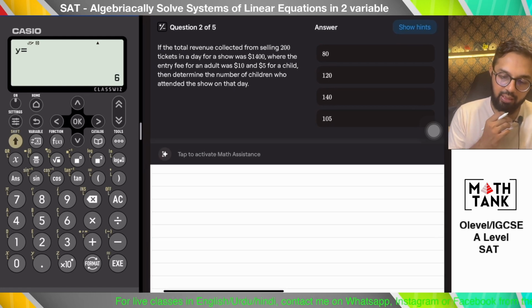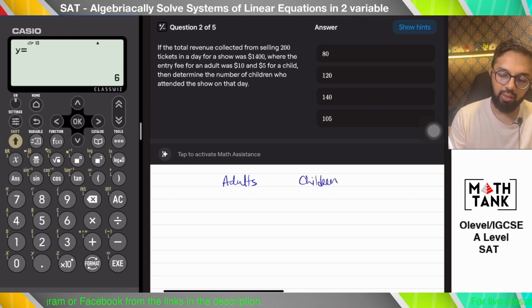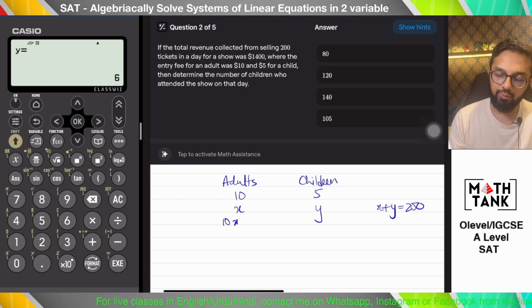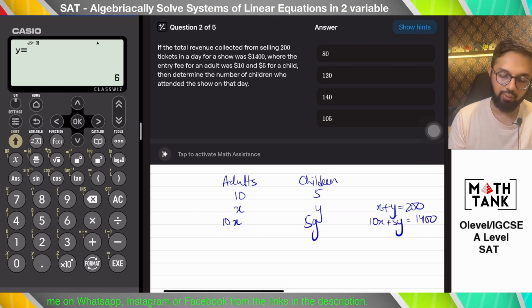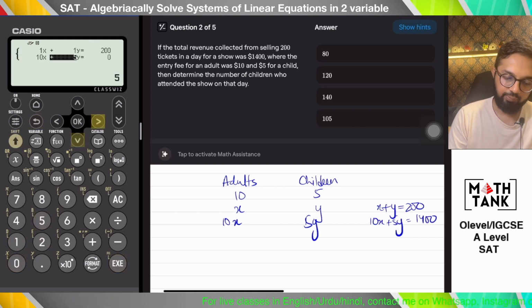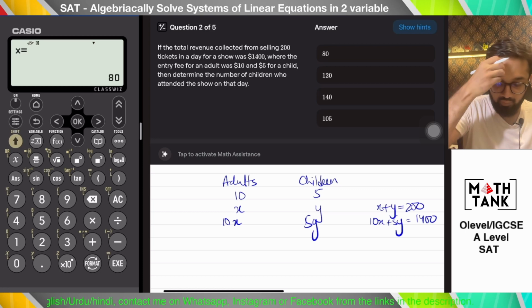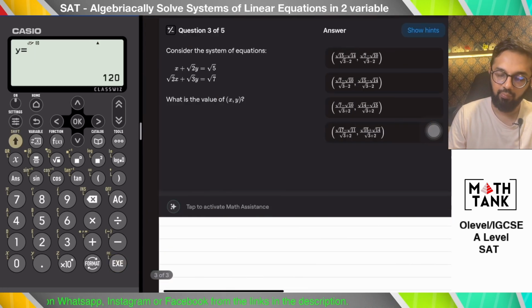Okay, the total revenue collected from selling 200 tickets in a day for a show was $1,400, adults and children. So the per ticket cost was 10 and 5. The number of tickets sold was X and Y. What does X plus Y equal? 200 tickets were sold. What was the revenue generated? So 10x plus 5y should equal 1400. Number of children, Y. What is Y? Y is 120.